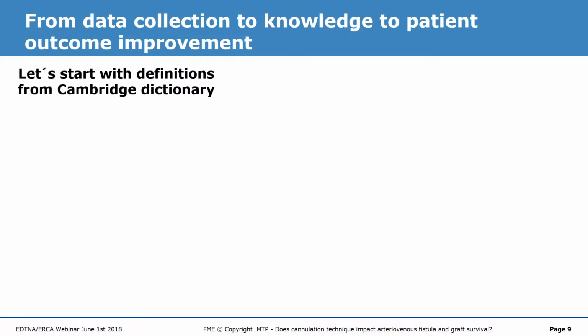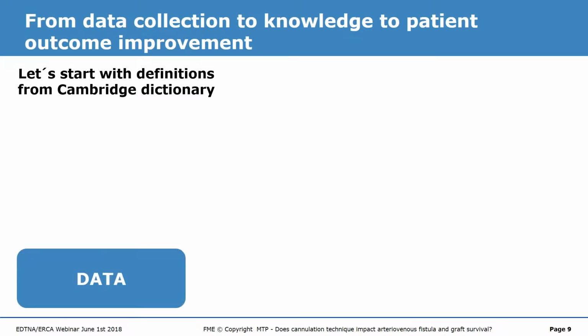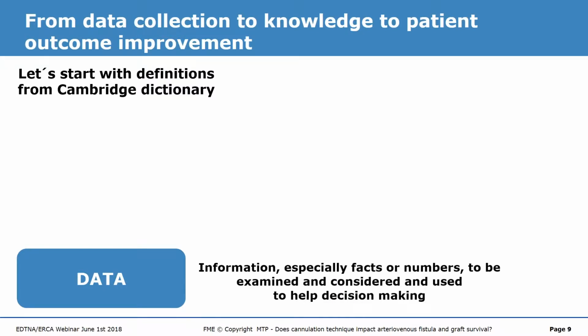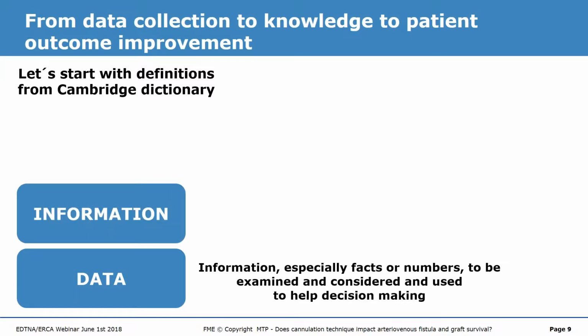Let's start with some definitions from the Cambridge Dictionary. Data. When we speak about data, what do we mean? Information, especially facts or numbers, to be examined, analyzed, and considered and used to help decision making. The second step is the information. And what is the information? It is meaningful interpreted data. It means that we have already analyzed the data to get the information. So we have already some statistical results.